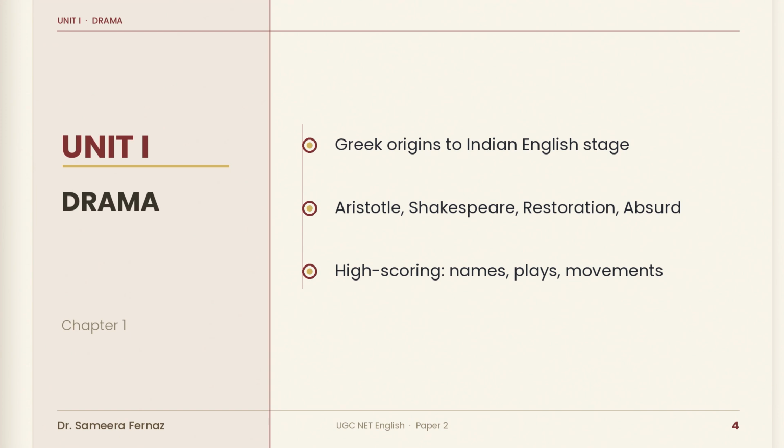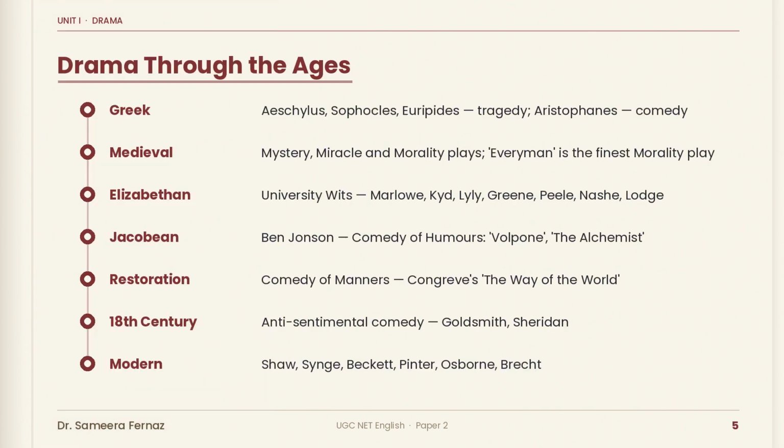Chapter 1 Drama. This chapter travels from Greek theatre all the way to the Indian English stage. Questions usually ask you to match a playwright with a play or to identify a movement, so focus on names, titles and terms. Let us walk through the ages. Greek drama gives us three great tragedians: Aeschylus, Sophocles, Euripides, and Aristophanes for comedy.